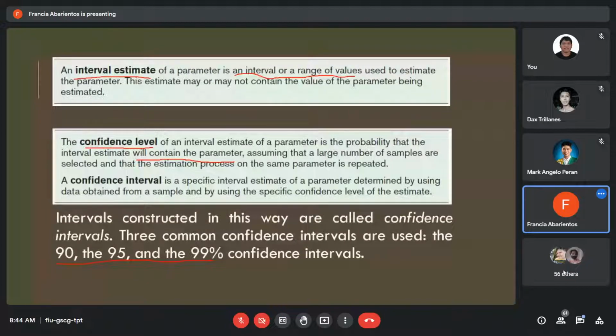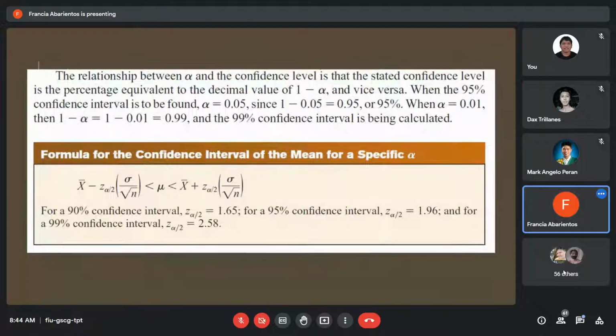Okay? This is determined by using the data obtained from the sample and by using the specific confidence level of estimate. So we have to construct this way, the confidence intervals. Sabi ko nga, we have common, the 90, the 95, and the 99% confidence interval. So how do we get those? The formula for the confidence interval of the mean for a specific alpha.